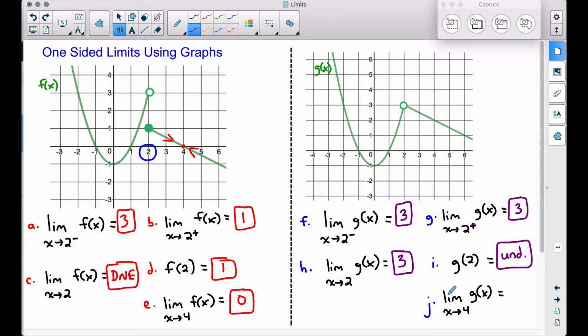Last but not least, the limit of g of x as x approaches 4. So now we're approaching this x value of 4. Well, it looks like right there, that's going to be our limit, because here the left-handed limit and the right-handed limit, they're both approaching the same y value, which is 2. So that is going to be our limit of g of x as x approaches 4.